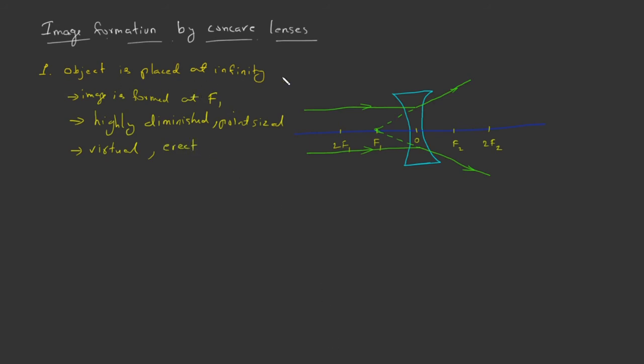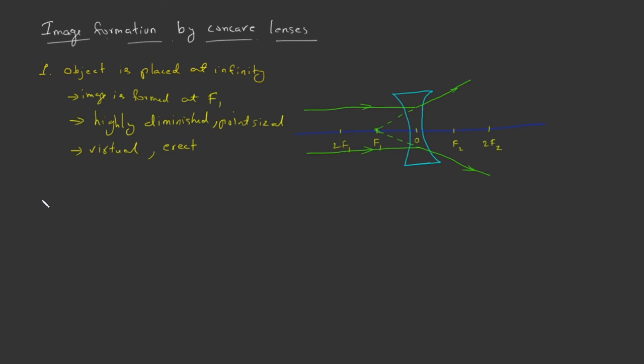So, if the object is placed at infinity for a concave lens, then the image is formed at F1. It is a highly diminished, point sized image. It is virtual and erect.